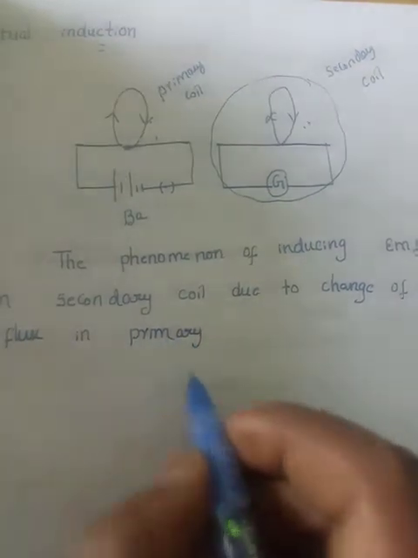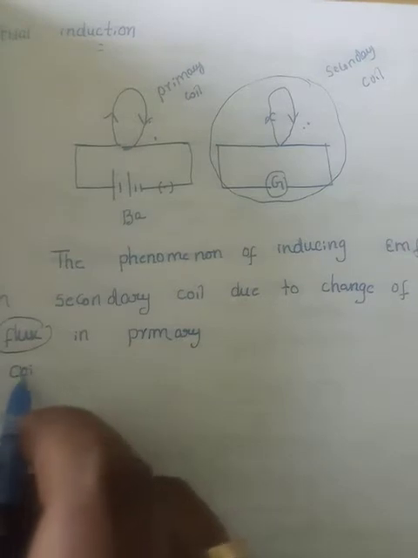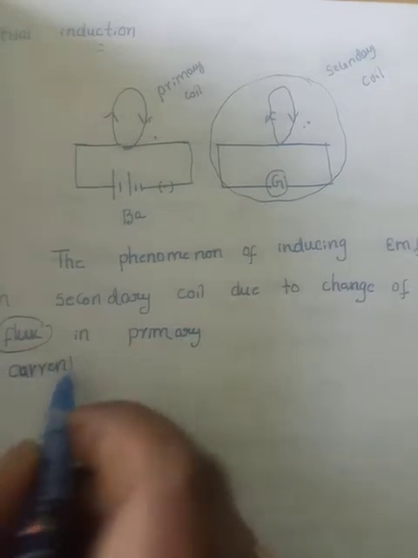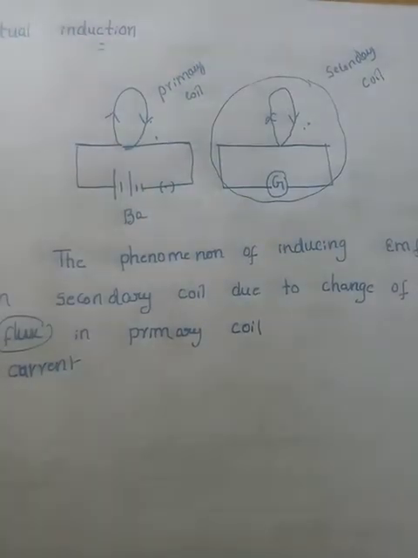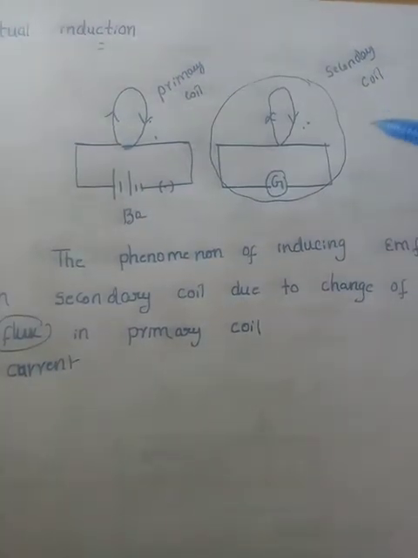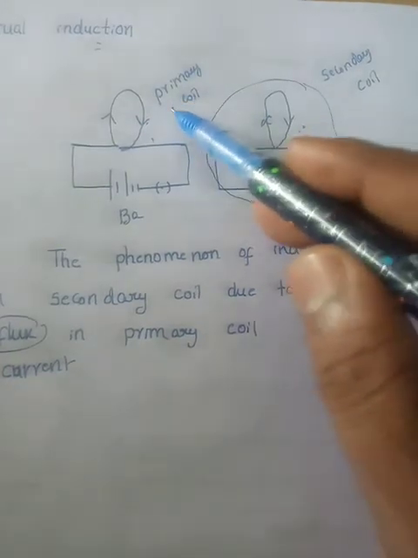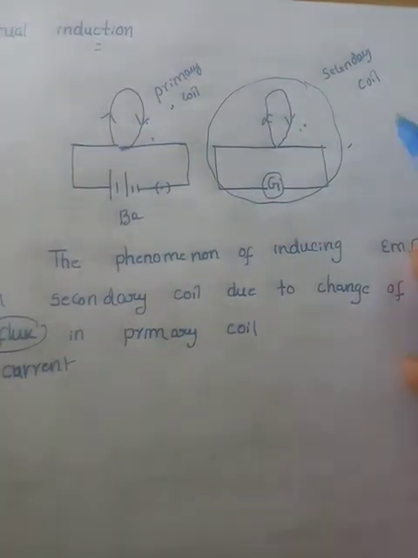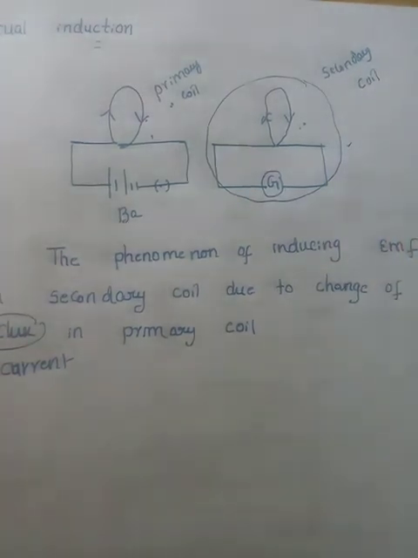So, due to change of current in the primary coil, dear students, what we have done here? We induce EMF in the secondary coil due to change of flux or current in the primary coil, or we can say that the phenomenon of inducing current in one coil due to change of flux in the other coil, right? We can define it anywhere, right?